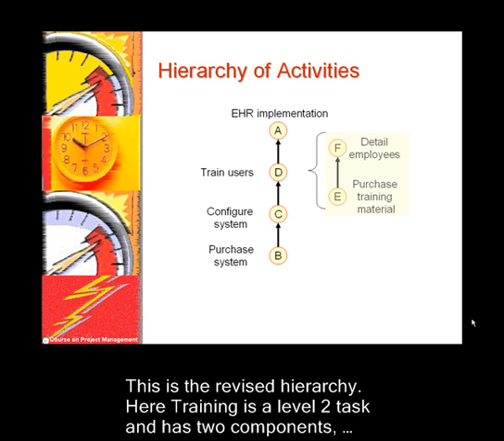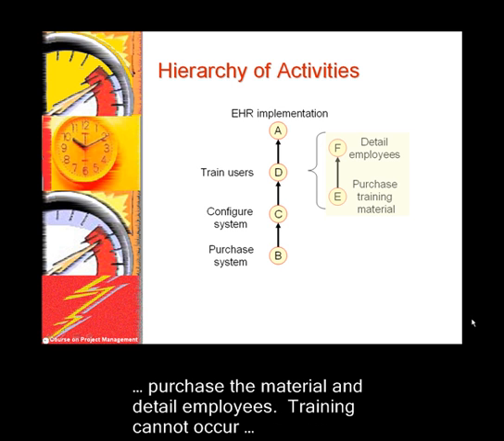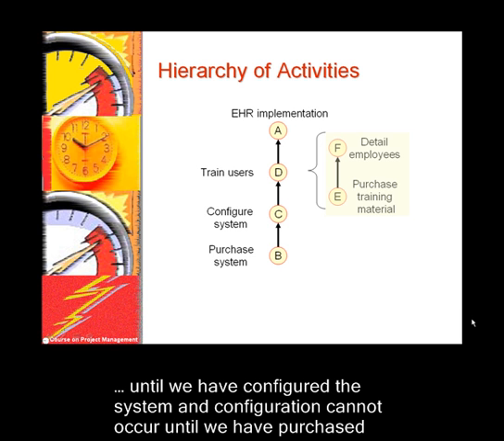This is the revised hierarchy. Here, training is a level 2 task and has 2 components: purchase the material and detail employees. Training cannot occur until we have configured the system, and configuration cannot occur until we have purchased the system.